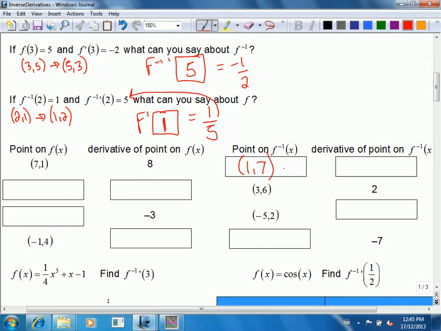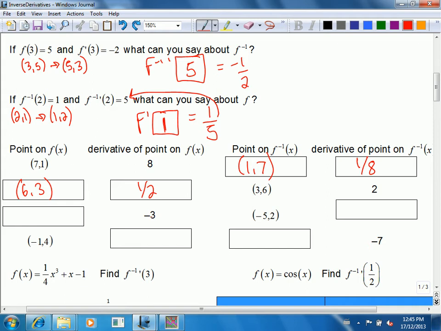But now we can take it a step further and say that if you know the derivative is 8 at the point on the function, when I jump over to the inverse at (1, 7), it'll be 1/8. It's the reciprocal, and I should be able to go both ways. So when I go to the next part of the table, if I'm on the inverse and I have (3, 6), that means I'm going to have (6, 3) on the function and 1/2, the reciprocal, for its derivative. And I can keep trying to piece these things together here.